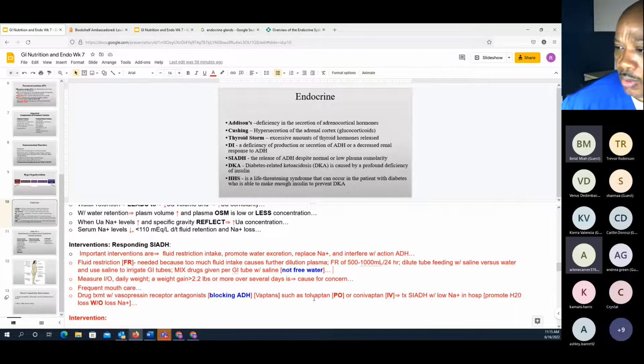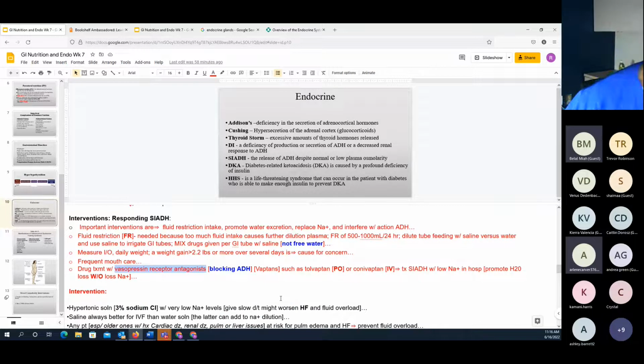Vaptans, such as tolvaptan, and also conivaptan as well. We give that IV. And these, again, a mechanism of action, vasopressin receptor antagonists. They antagonize, they basically block ADH, and so ADH cannot work on the kidneys. Again, meaning the patients will pee at that point.